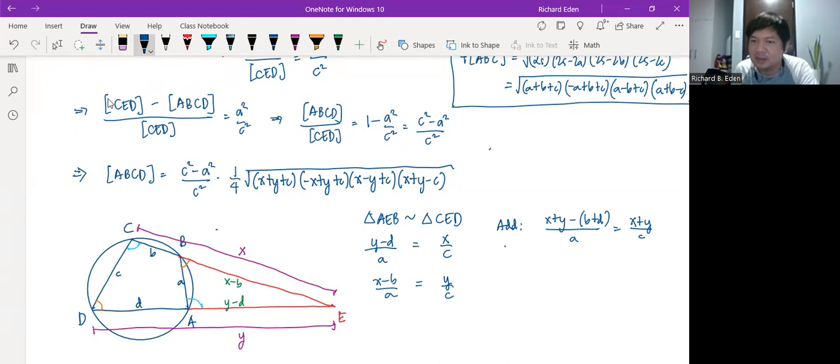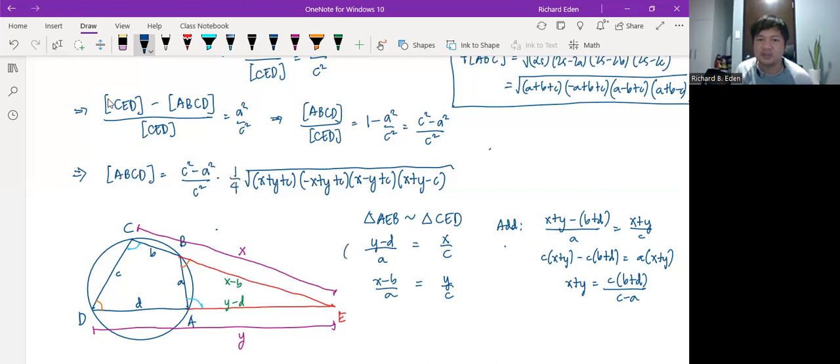Okay, let's do the algebra. c times x plus y minus c times b plus d equals a times x plus y. And if you solve for x plus y, it is c times b plus d over c minus a. Okay, so that's x plus y. Now, what about x minus y?